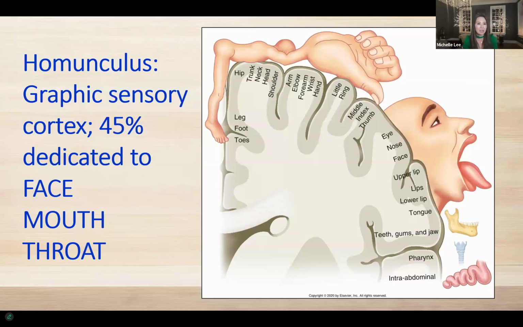And what's actually really fascinating is this homunculus graphic of the sensory cortex. It's unbelievable to me and really neat that 45% of what we feel is dedicated to the face, mouth, and throat. That's almost half of everything that we feel coming from the head and neck area.